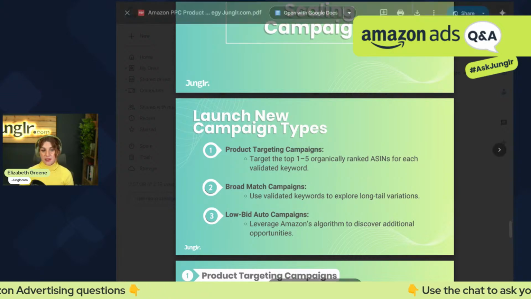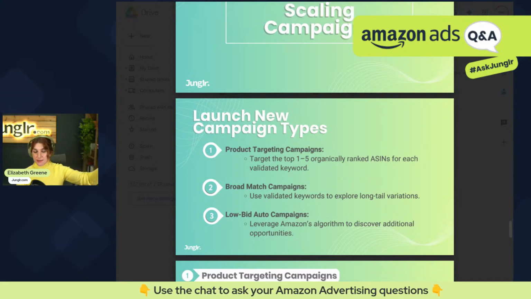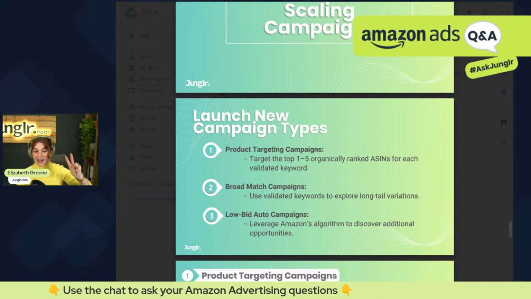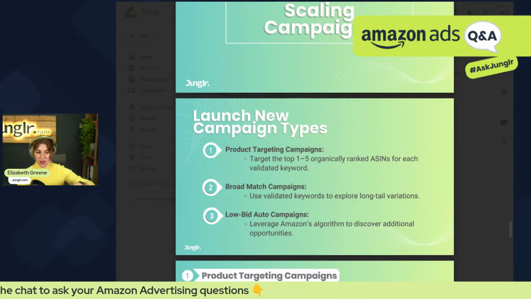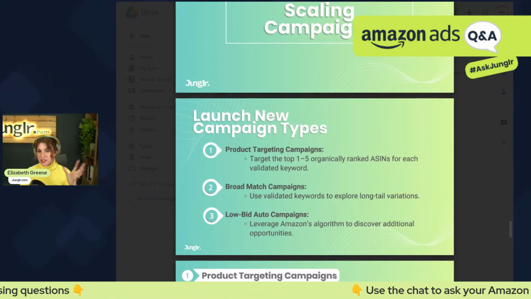Your scaling campaigns are going to be your product targeting, your broad match campaigns. These are all based off of what we found in the first step. So again, we're not throwing crap at the wall. We have a direction. We know that these 5 keywords convert for us. These 4 keywords convert for us. These 8 keywords convert for us, however many that is.